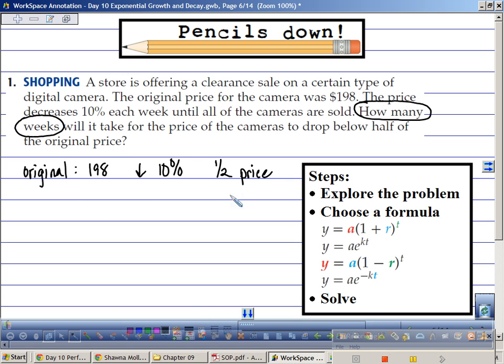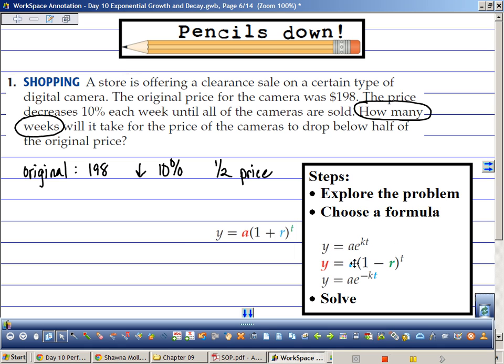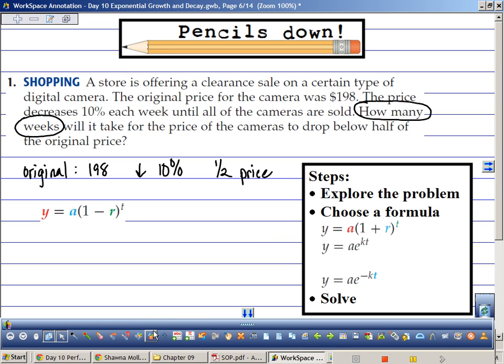Okay, so I've kind of explored the problem, pulled out the information that I need. Let's choose a formula. Do you think this would be a type of problem that scientists would use, and we'd be talking about the constant rate? No. So it's either between this one or this one. We're talking about decrease, so we're going to use this one. Okay? Everybody good so far?